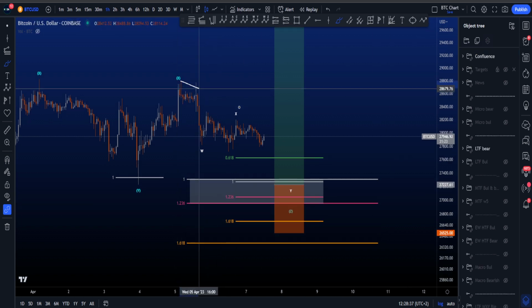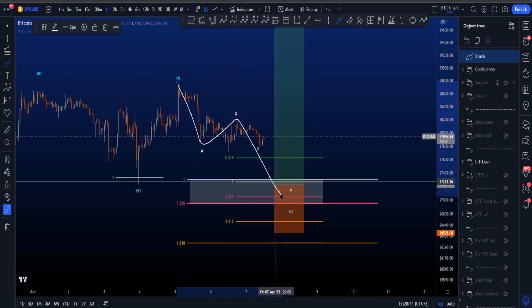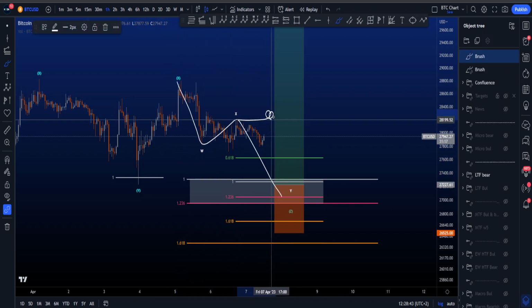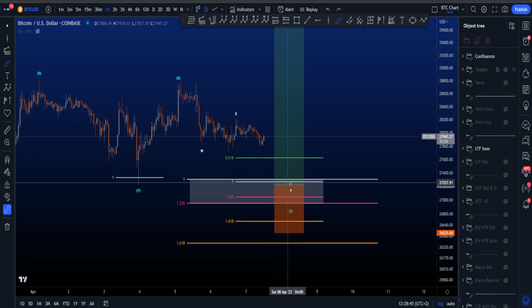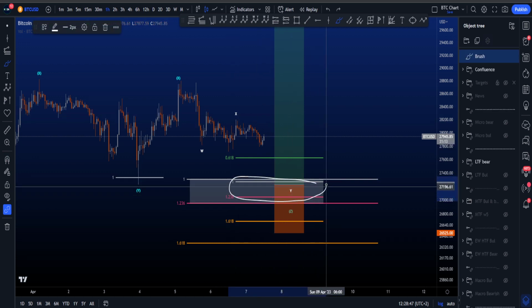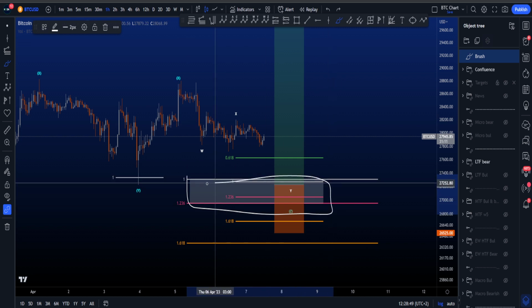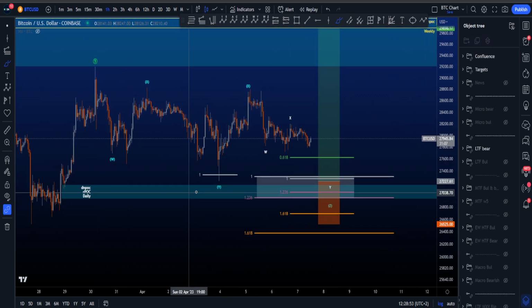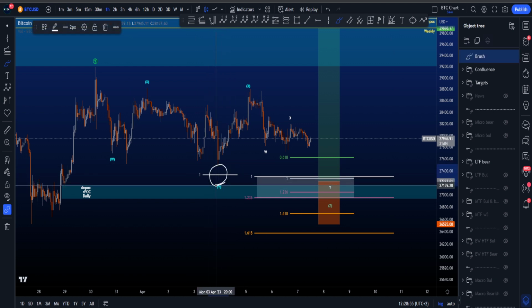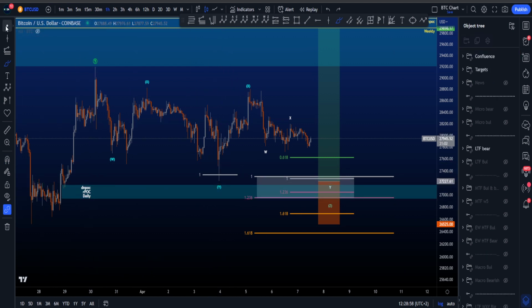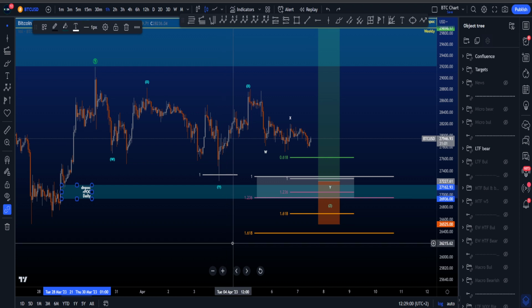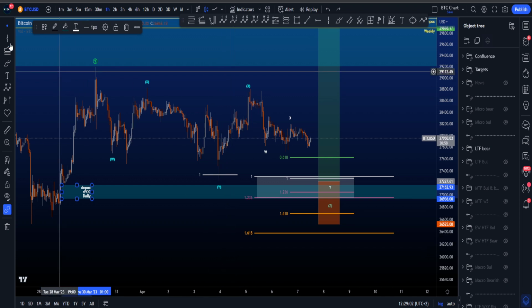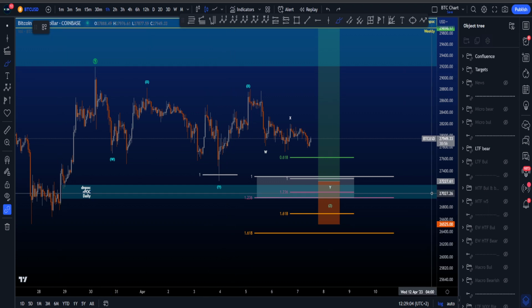If we then look at this structure being a downwards structure, we look at this being a WXY, or this X can be extended and end somewhere over here. Currently, the target for this wave Y is actually inside the bigger target area for wave Z. So that is some nice confluence as well. And we still have an untouched target box because this wave Y actually missed out on hitting this target box over here between 27.2k and 26.9k. So that's something to take into account.